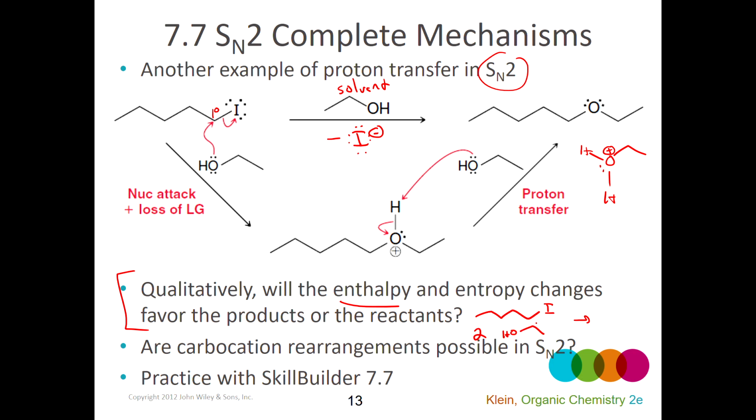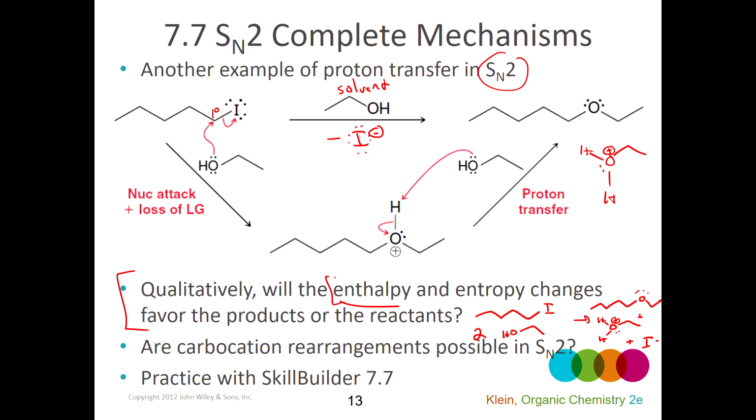And what are my products? I'm producing this ether. And I'm producing this thing here, a protonated ethanol with a positive charge. And the I- is a product. So counting up your products and reactants, you got to be real careful about that. You got to make sure everything's balanced in the end. You got equal numbers of carbons and everything on both sides. Then you can look at enthalpy and entropy.